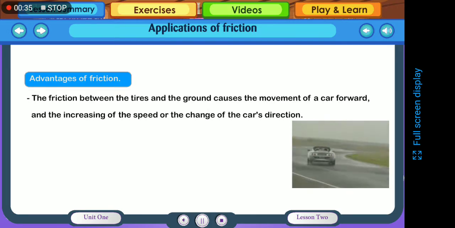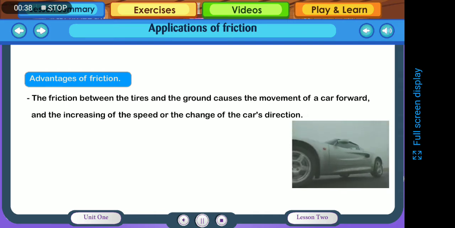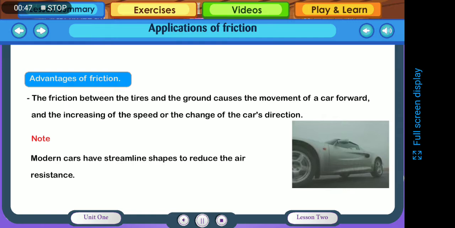The friction between the tire and the ground causes the movement of the car forward and the increase of the speed or the change of the car direction. Note, modern cars have a streamlined shape to reduce the air resistance. So, the first advantage of friction: we can control the car, move the car, and stop the car. Repeat after me. Control, move, stop the car.